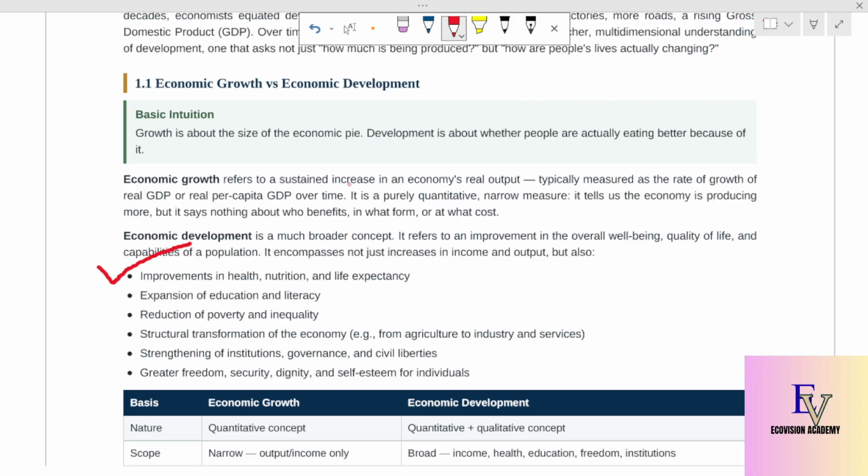And in the third stage, low birth rate, low death rate. So the first thing is a country's improvement in health, nutrition and life expectancy. Sometimes a country's expansion in educational factors or literacy, a reduction in poverty and inequality, and you can also see it in unemployment, and some structural transformation of the economy. This is very important, from agricultural to industry and service.